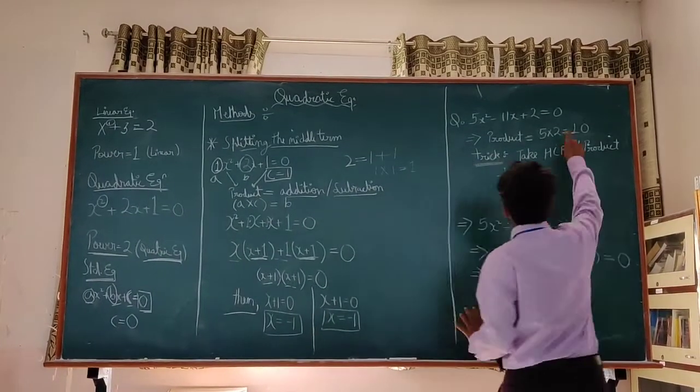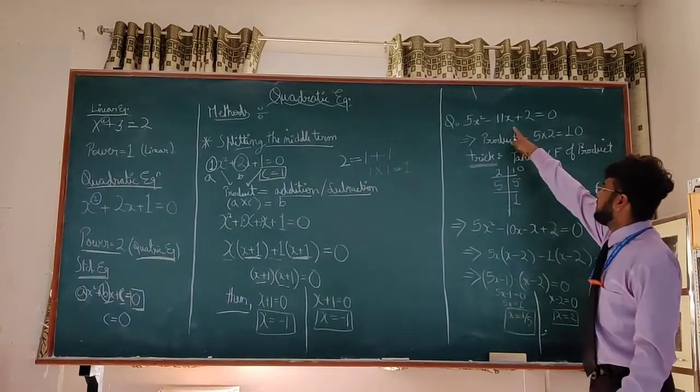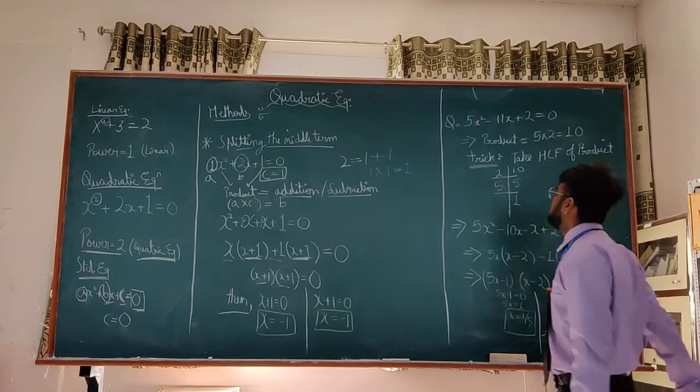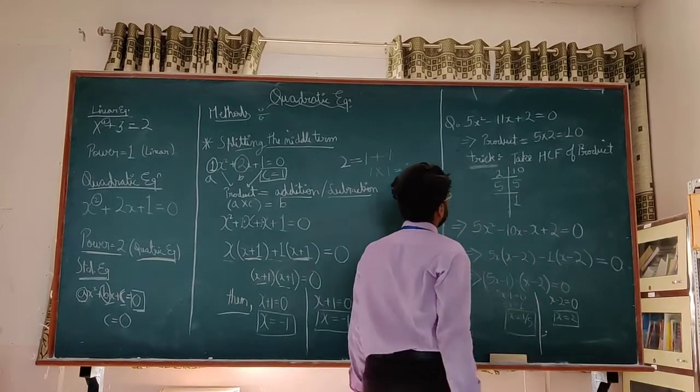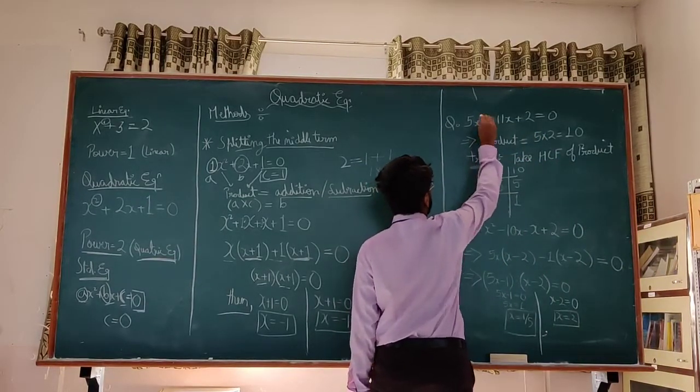Now for you guys, I have an example over here, which is 5x square minus 11x plus 2. As you can see, it is a quadratic equation. How should you know? Because you can see the power 2 here, so it is a quadratic equation.